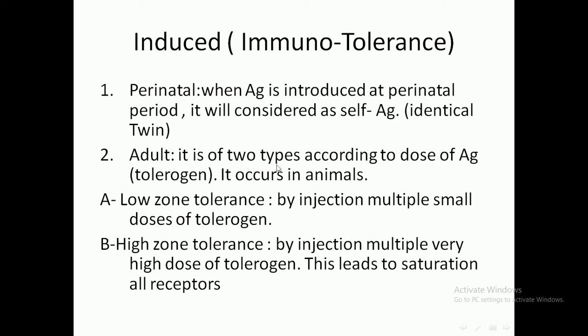And in the adult, there are two types according to the dose of the antigen, and here the antigen is called tolerogen, and they occur in animals. It's called low zone tolerance by injection of multiple small doses of tolerogen, and high zone tolerance by injection of multiple very high doses of tolerogen. And the mechanism of this is saturation of all receptors.